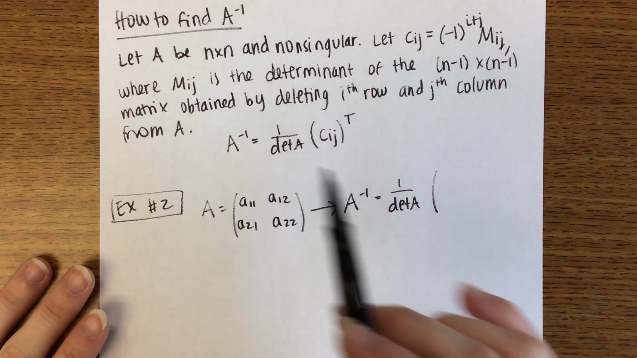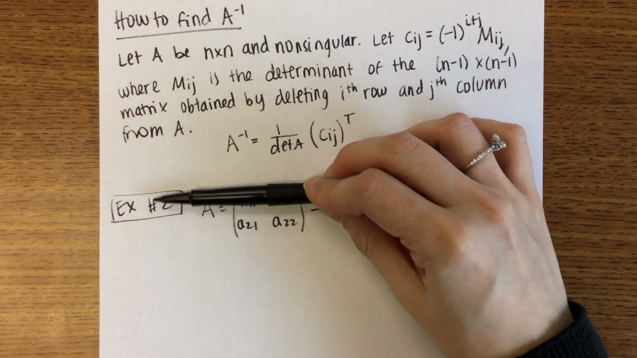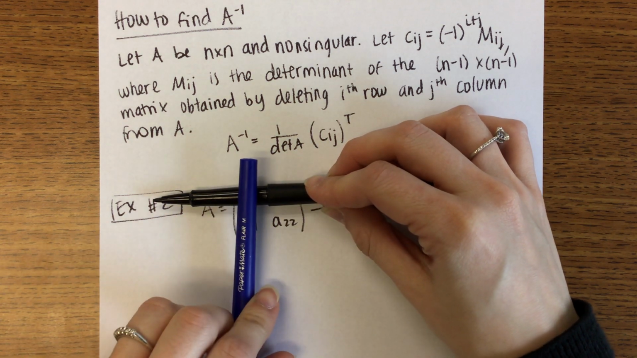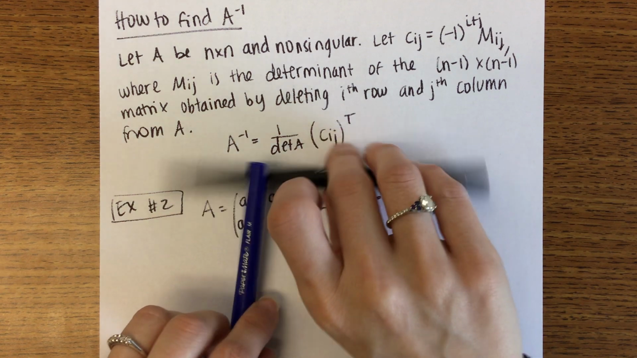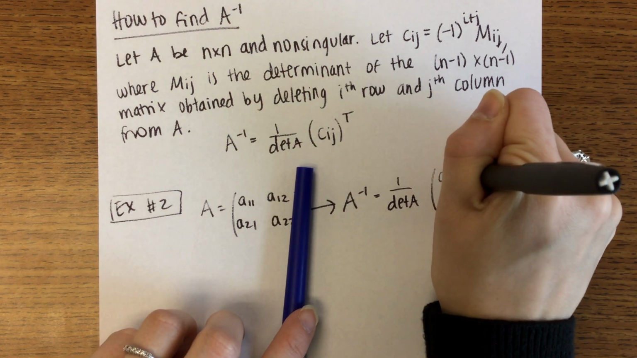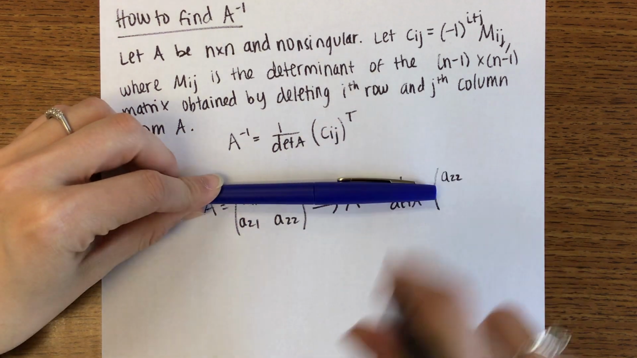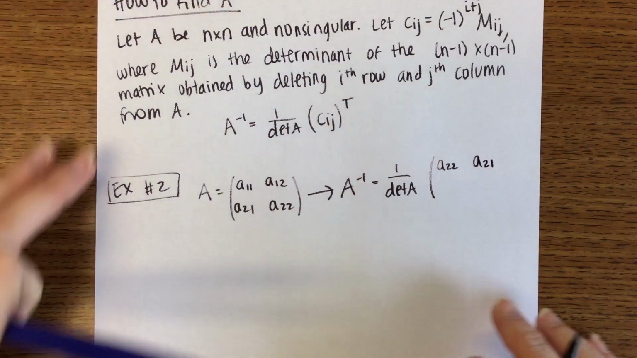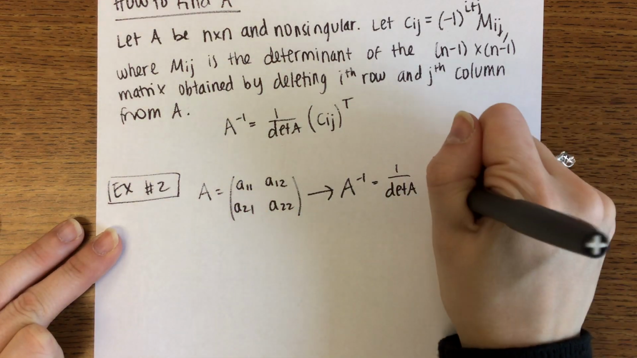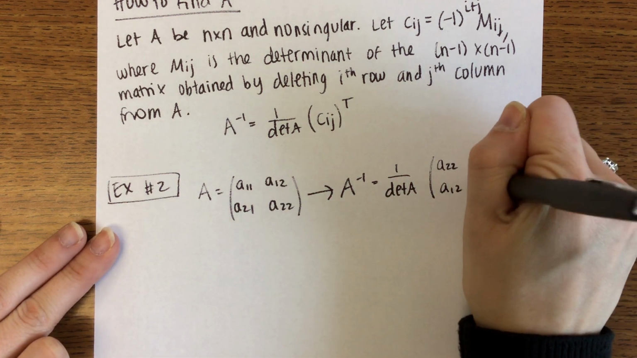So then here's what happens. For this first spot, I'm going to ignore that row and that column and find the determinant of the matrix that's left. In this case, we don't have a determinant, we just have an element. So that will go here. For this one, same thing, ignore that row, that column, look at what's left. So that's A of 2, 1. This one, ignore the row and the column, we get A of 1, 2. This one, ignore the row and the column, we get A of 1, 1.